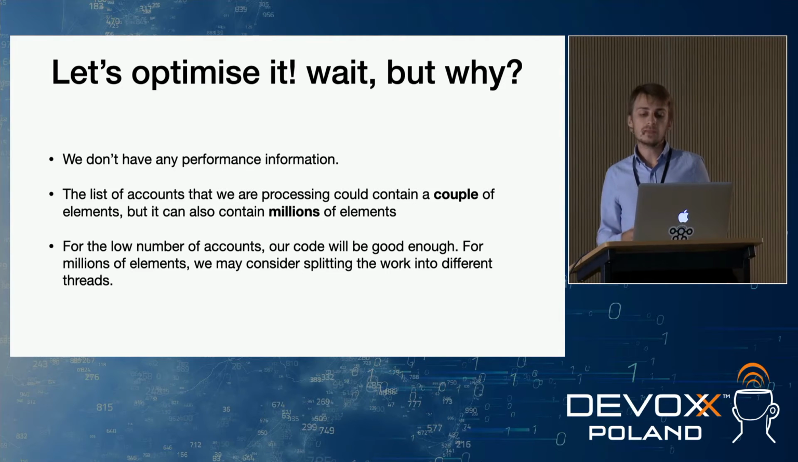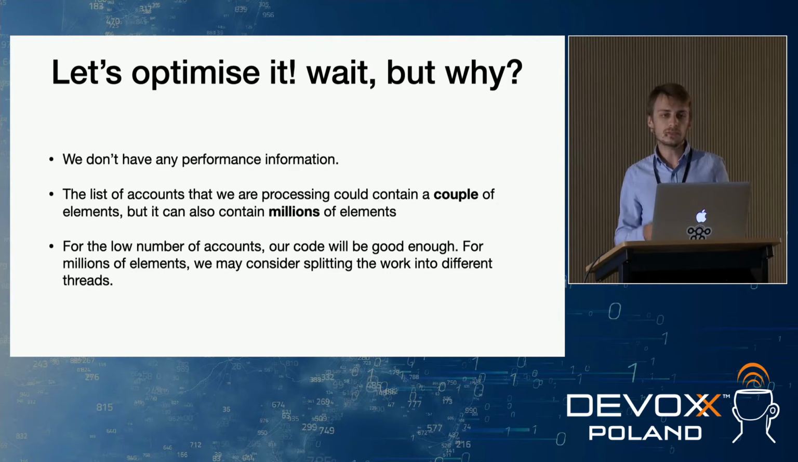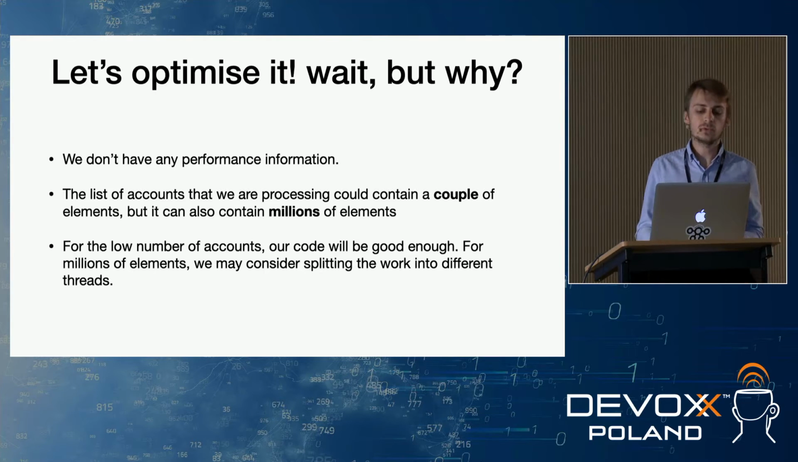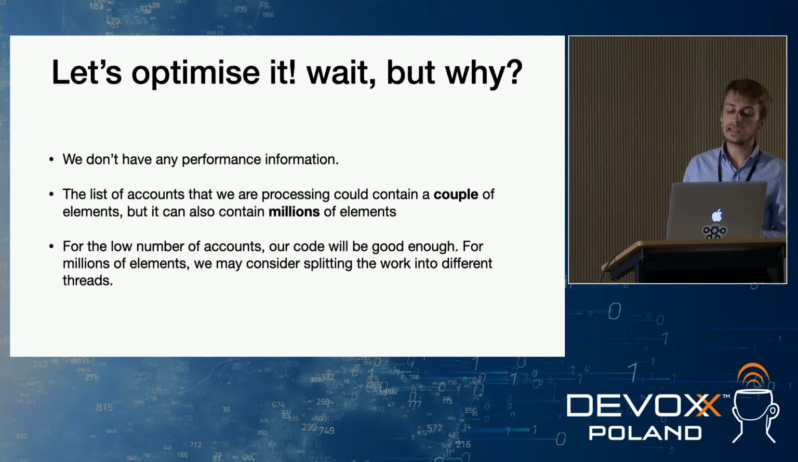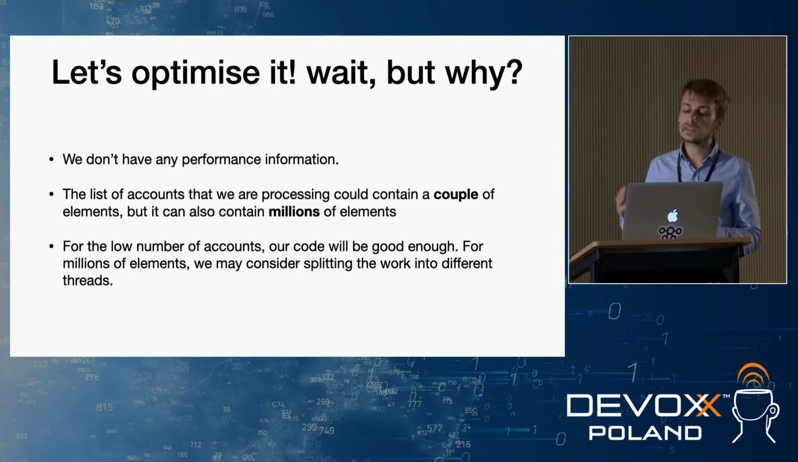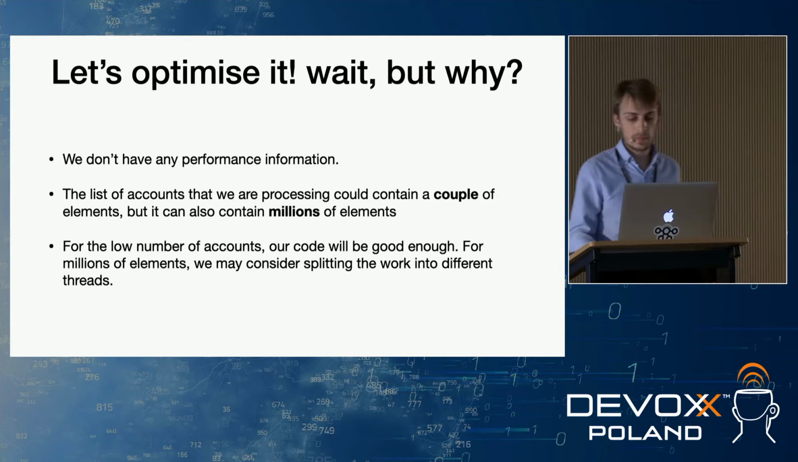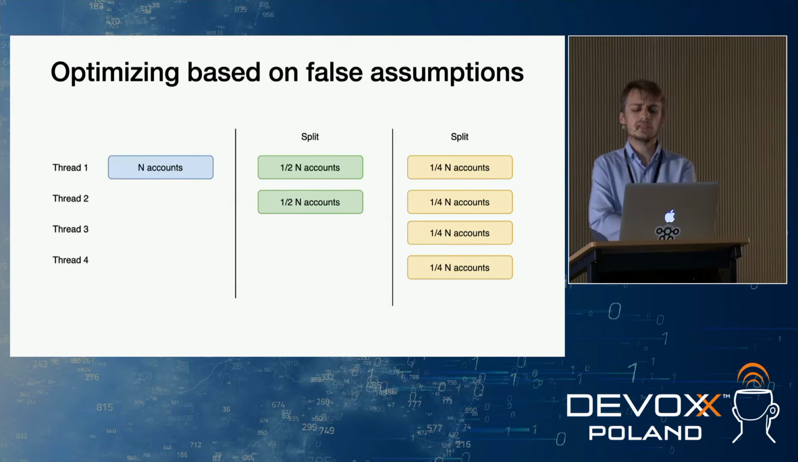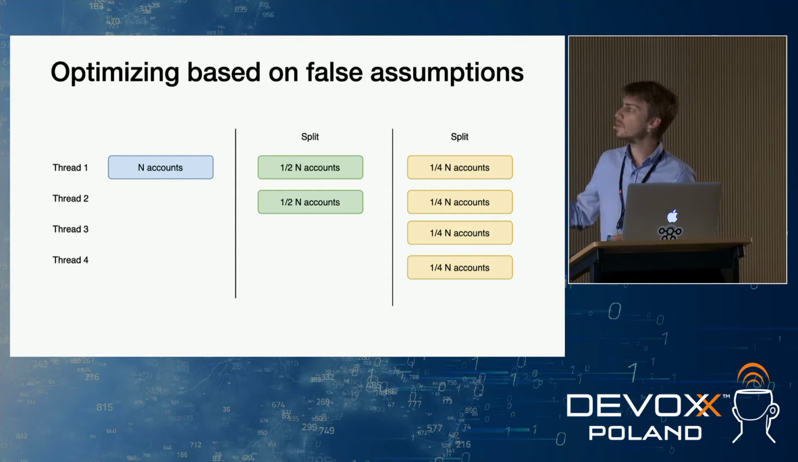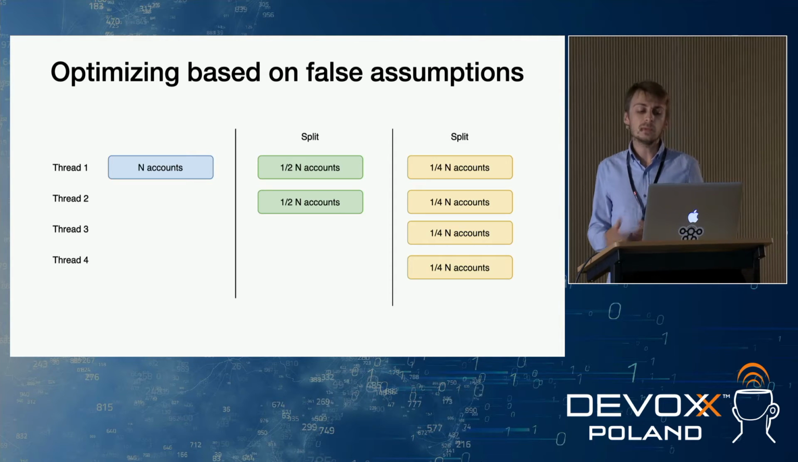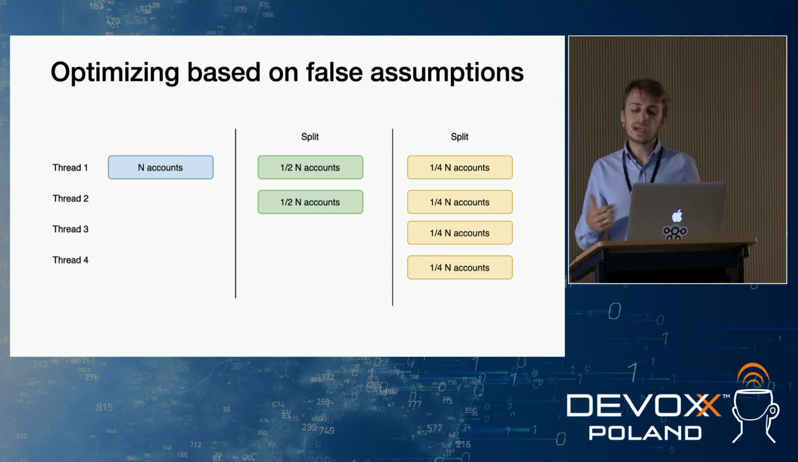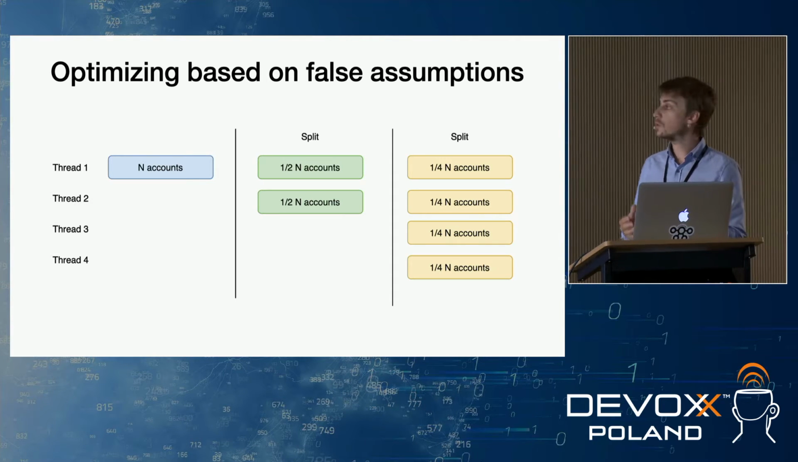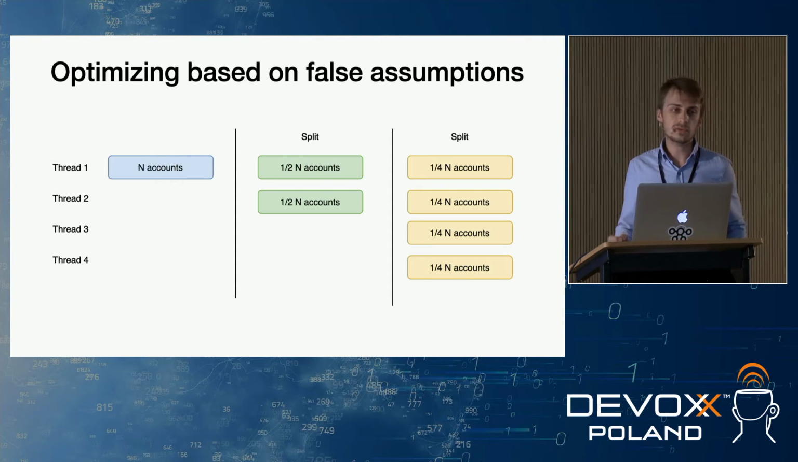For millions of elements, we may consider splitting the work into different threads. One solution would be to create those threads manually, split the work into batches, and submit it to multiple threads. We can also leverage existing mechanisms that hide the creation of threads and split the work, such as parallel streams. So let's assume that we decide to introduce performance optimization to our processing code, and we notice that processing works in one thread. We use normal streams. It means that we cannot split work and execute it concurrently, leveraging all cores of our CPU.